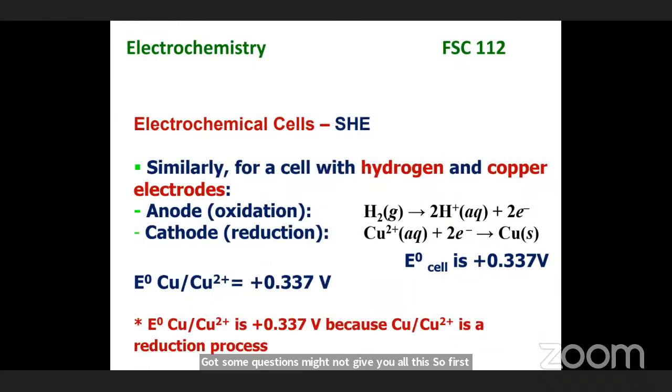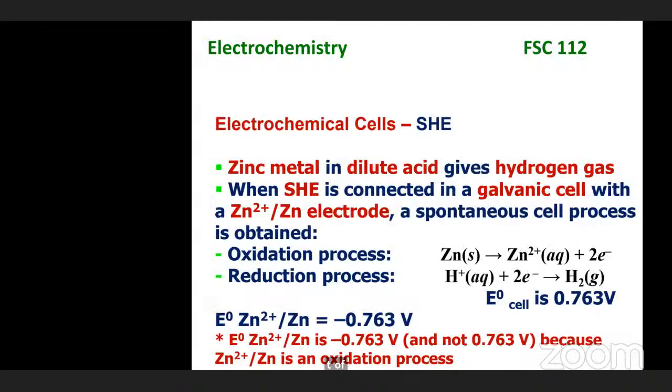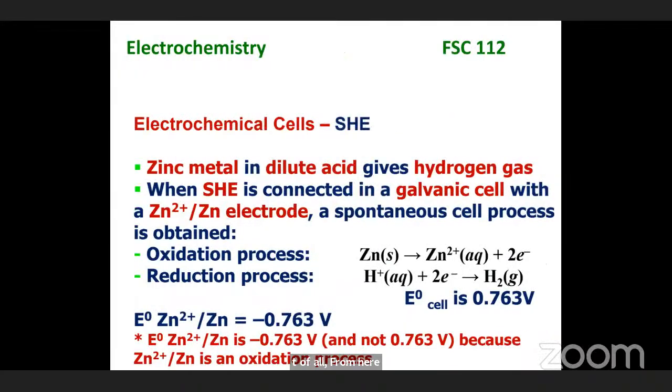So first of all, from here, whenever any metal or any compound is compared to the hydrogen gas, the hydrogen is the standard. So you know that that is done to get the standard potential of that compound that is being compared to the hydrogen gas.